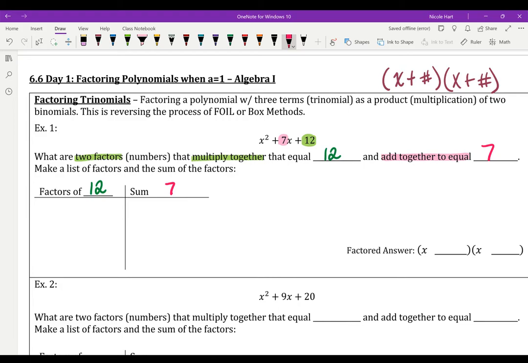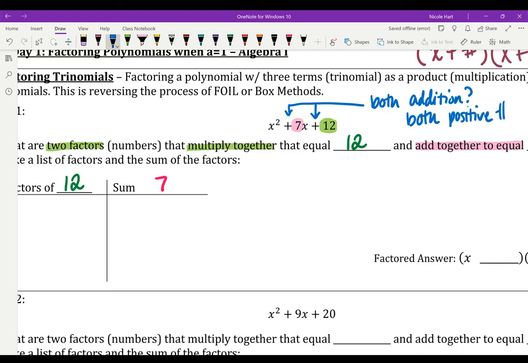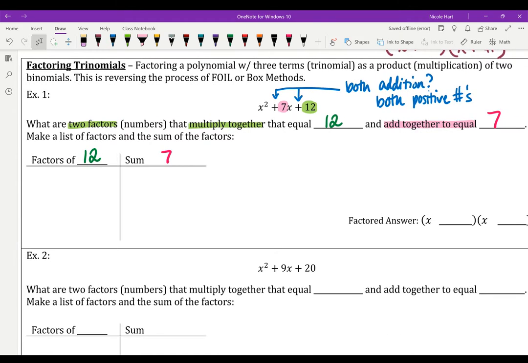That is my goal. Now, it's important to note there are two important symbols here. I have two addition symbols. So both addition, if these are both addition, they are both positive numbers that I'm looking for. So both of the factors that I'm looking for are going to be positive, so I don't have to worry about any negative numbers at the moment.